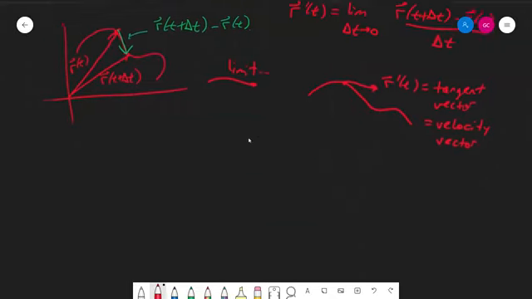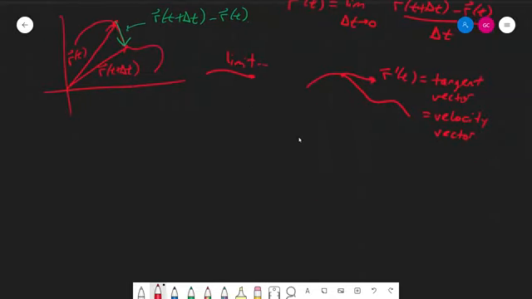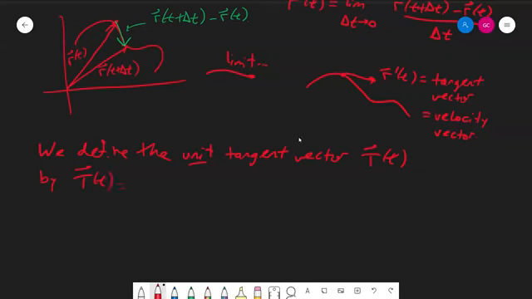Now we're going to make another definition that's sometimes kind of useful. We define the unit tangent vector capital T of t. Well, it's just the unit vector of r prime of t. So you take r prime of t and you divide by its own magnitude. Of course, here I have to assume that r prime is not the 0 vector.